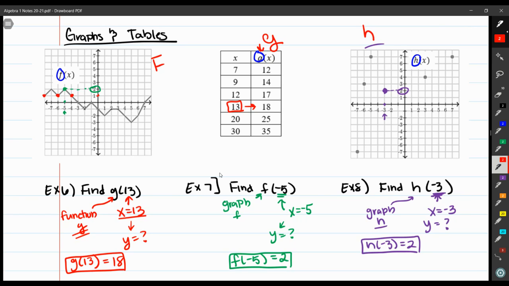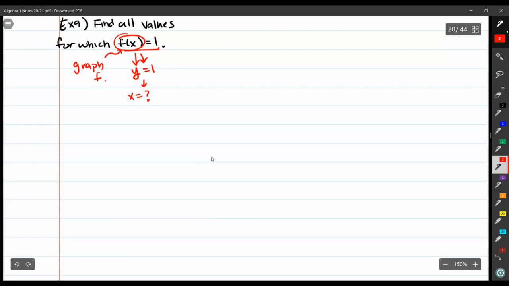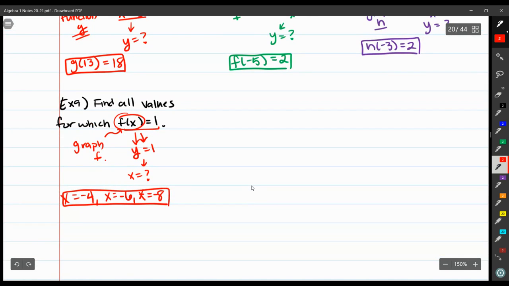So now it says, well, I want all the values. So one of the values is negative 4, another value is negative 6, and the last value would be negative 8 that doesn't have a label. So there are actually 3 x values. X equals negative 4, x equals negative 6, and x equals negative 8. There were 3 x values that gave me a y value of a 1 for that graph. So there can be multiple answers, depending on, especially even depending on if it's a function or not.